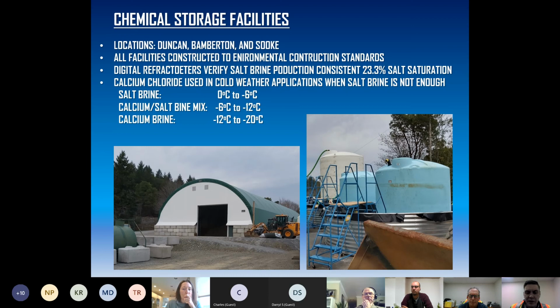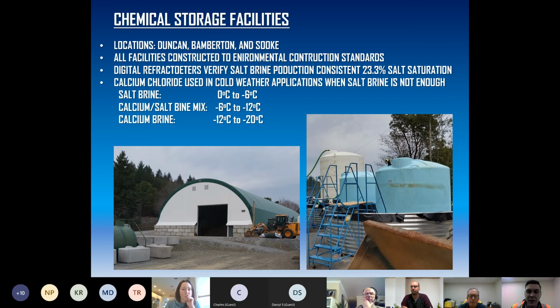During brine production, you'll see the picture on the right-hand side of the slide. Those are bulk storage tanks for brine production. Our operators use digital refractometers to verify salt brine is consistent with 23.3% salt saturation. For those who don't know, that is the ideal salt saturation level for salt brine when combating ice on highways and highway maintenance. Any percentage higher or lower, we actually see that the freeze point begins to increase, making the brine less effective.